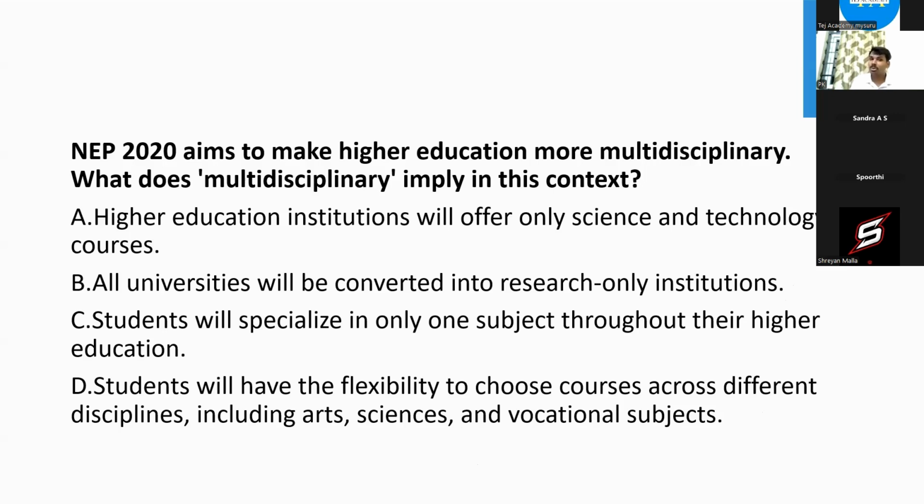The correct option is students will have the flexibility. That is option D. Students will have the flexibility to choose courses across different disciplines, including art, science, and vocational subjects. Clear? Any doubt here for this question? When we talk about multidisciplinary, I think it's all clear why I talked about multidisciplinary. That is including multiple disciplines, opportunity of including multiple disciplines for learning in one particular grade or level.